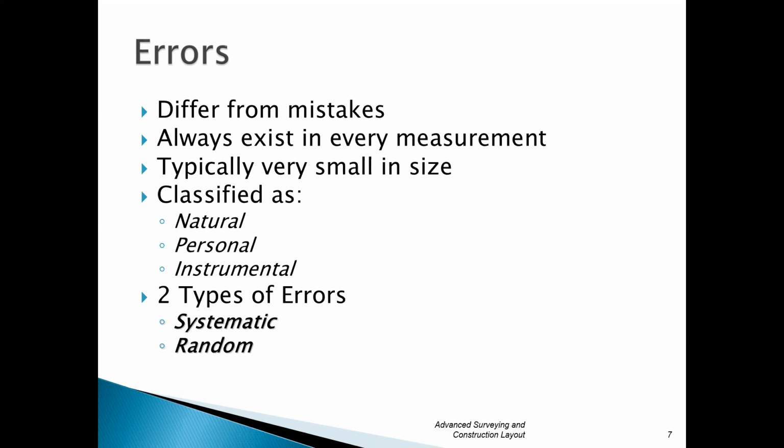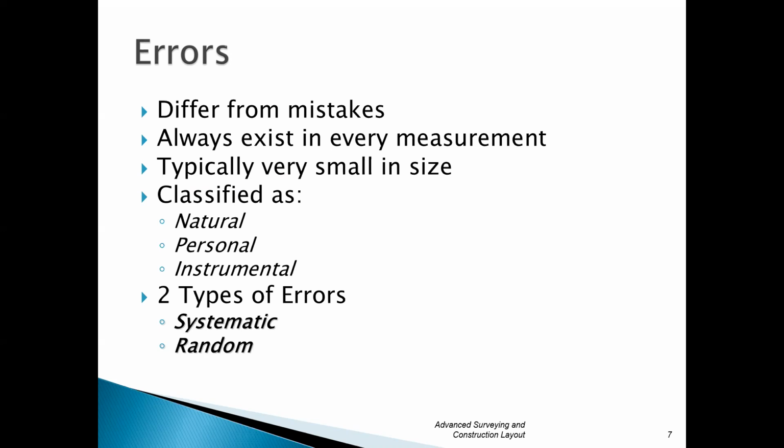A personal error is one that we cause, something we've done wrong. We read the tape wrong. We didn't set the instrument up over the point. We didn't level it. Those are personal types of errors. And then the instrumental errors would be errors that are induced into the measurement due to the instrument itself.